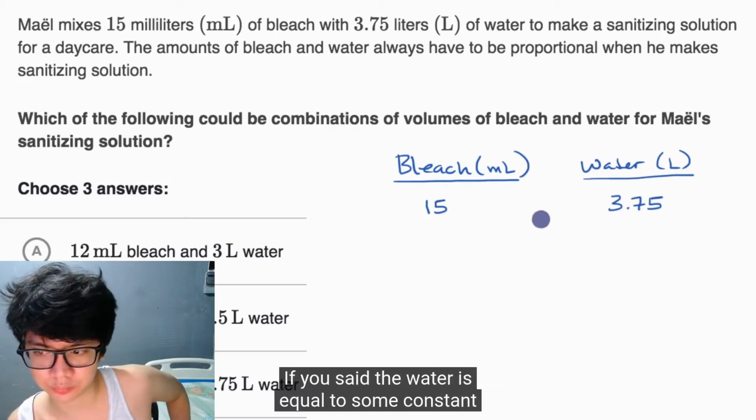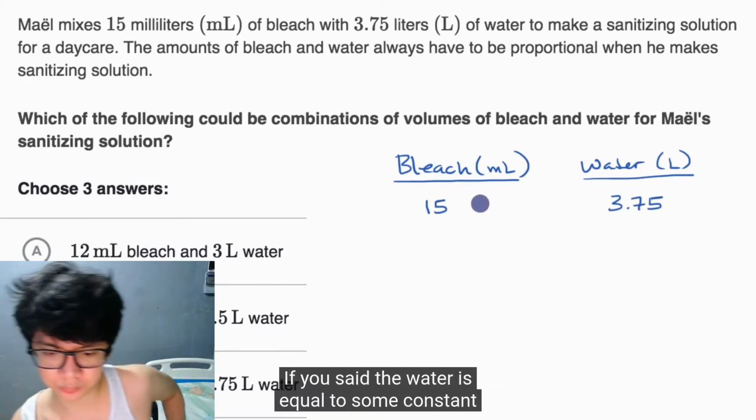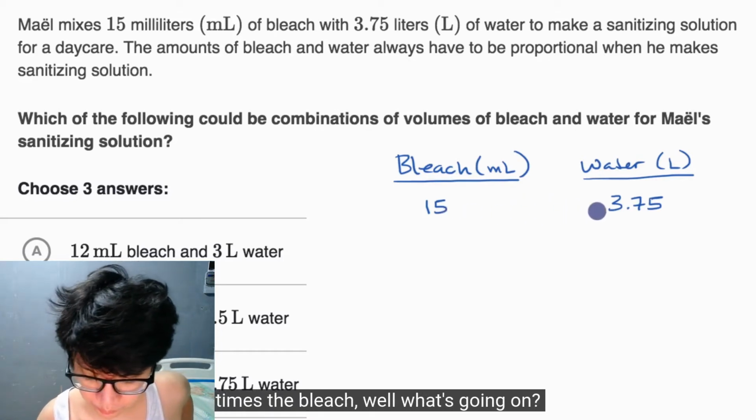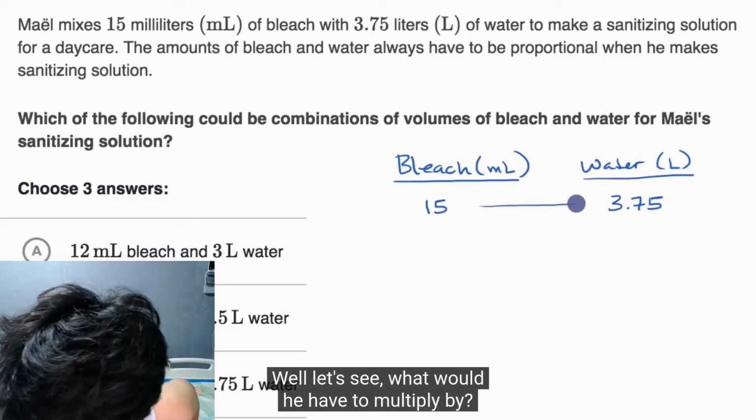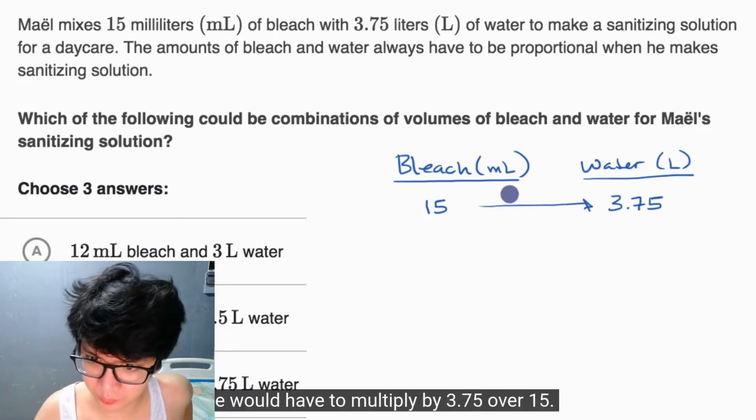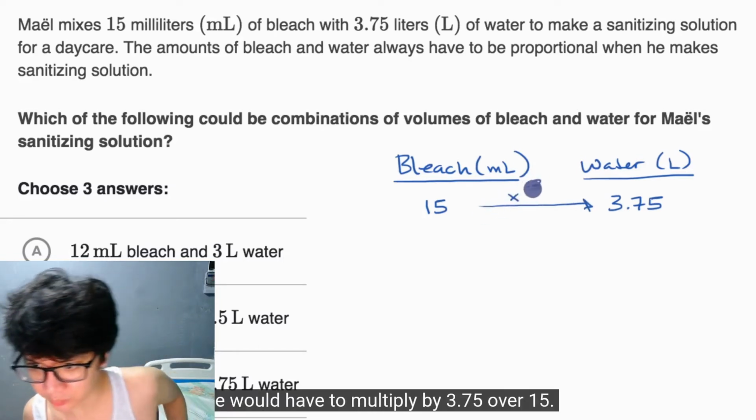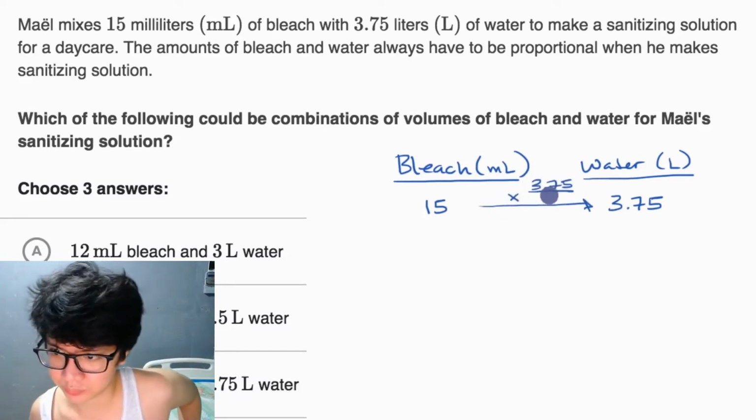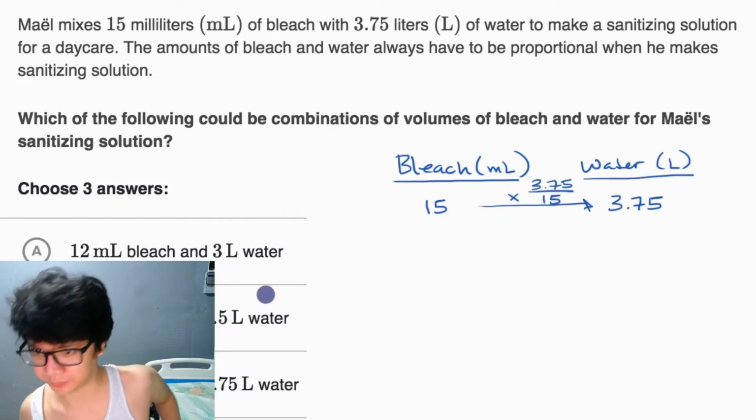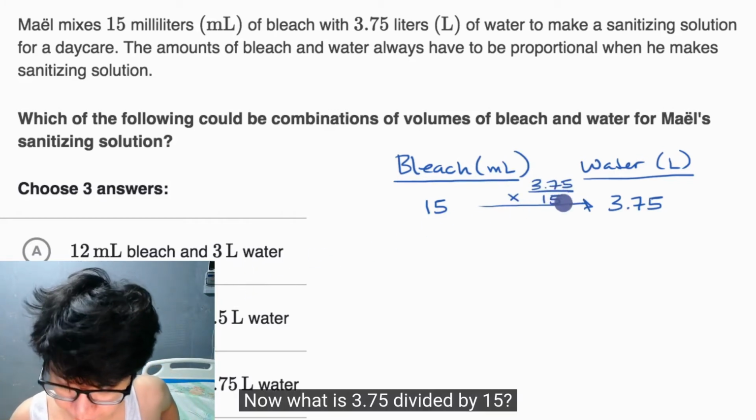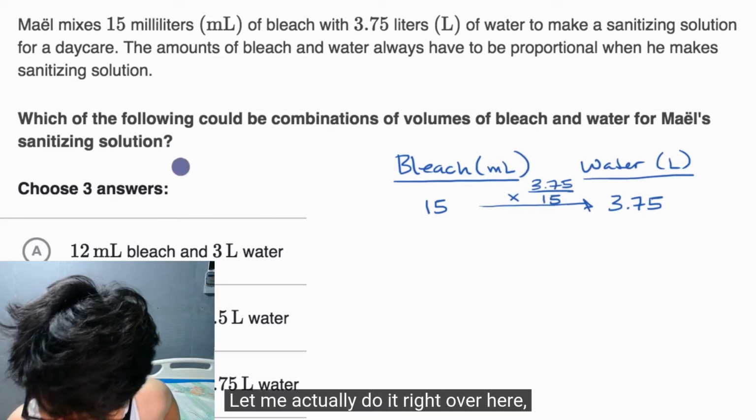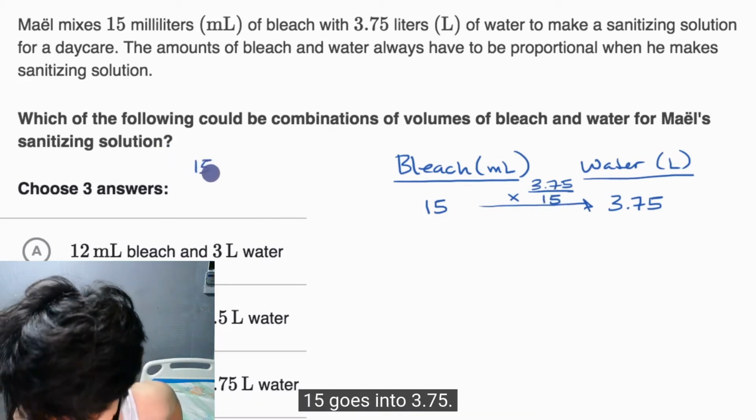If you said the water is equal to some constant times the bleach, well, what's going on? What would he have to multiply by? He would have to multiply by 3.75 over 15. Now, what is 3.75 divided by 15? Let me actually do it right over here.